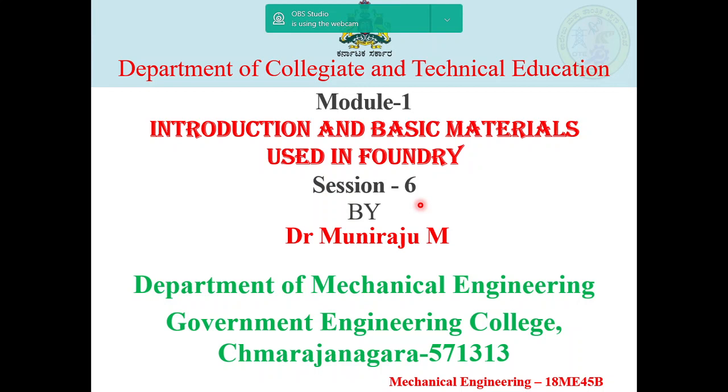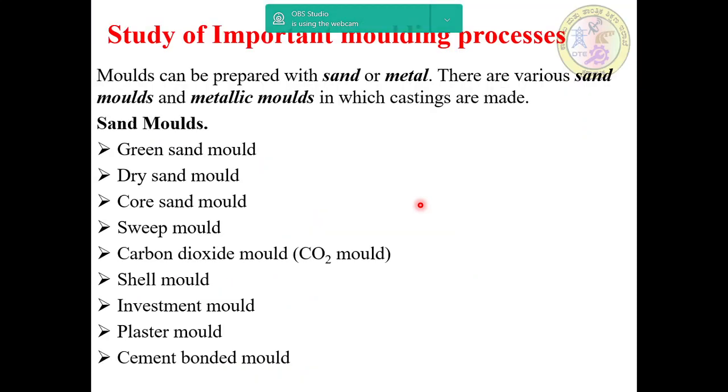Now session number 6 moves on to the study of important molding processes. Molds can be prepared with sand or metal, so there are various sand molds as well as metallic molds in which castings are made. Module number 1 is related to sand molds, the important molding processes made with sand. Metal molds we will discuss in module number 2.